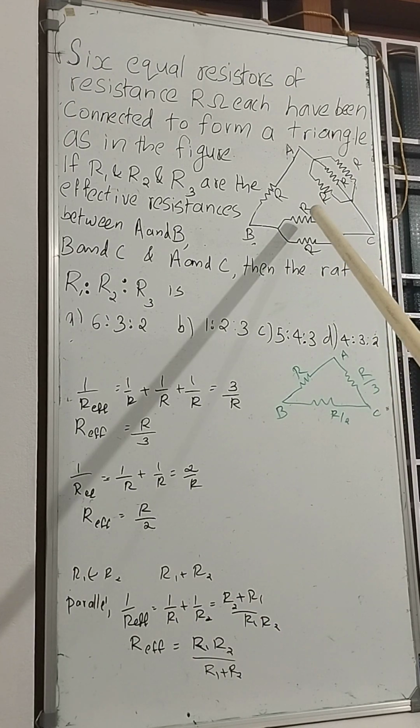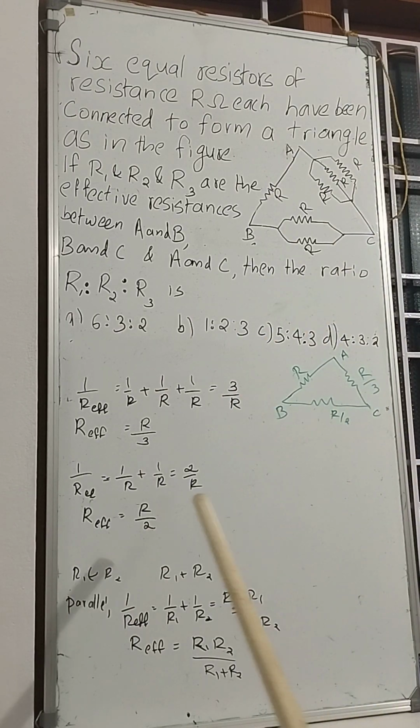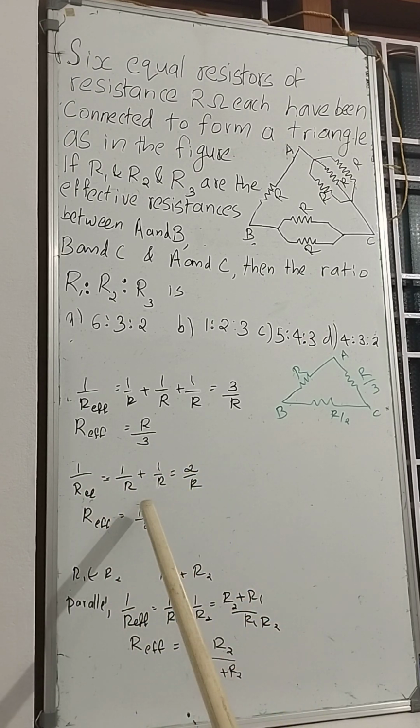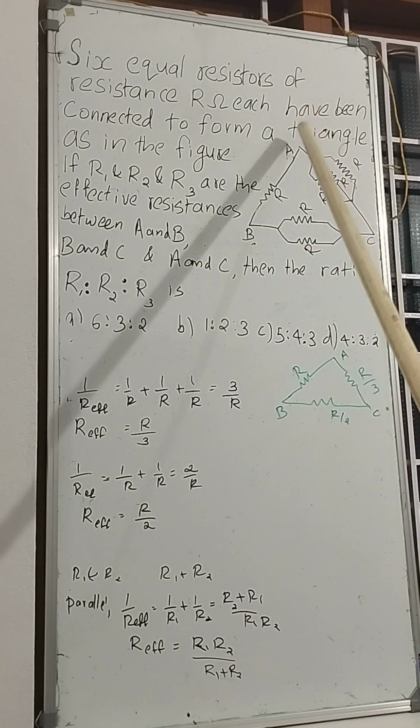And similarly here we have 2 R ohms in parallel. So we know when 2 equal resistors are in parallel, their effective resistance will be reduced to half. 1 by R plus 1 by R is 2 by R, that is 1 by R effective, so R effective is equal to R by 2. And we know when 2 resistors are in series, their effective resistance is the sum of their individual resistances, and when they are in parallel, their effective resistance is the product of their resistances divided by the sum of their resistances.